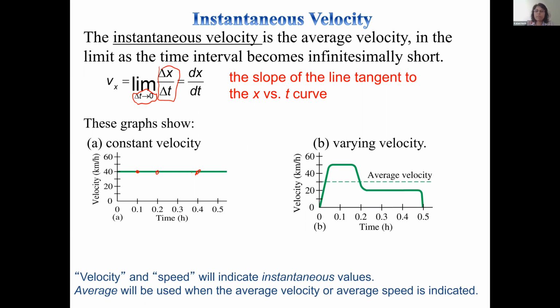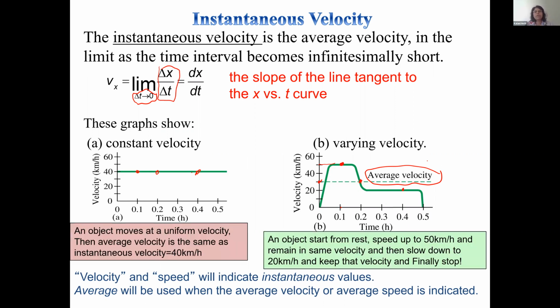Okay, but what about the right plot? In the right plot, at the 0.1 hour point, I have a velocity around 50. Then at 0.2 hour, I have a velocity around 30. At 0.4 hour, I have a velocity around 20. So that means the instantaneous velocity keeps changing. Now, if you take the average velocity of this graph, it will stay around 30 kilometers per hour. So in the changing velocity case, average velocity and instantaneous velocity are two different quantities.